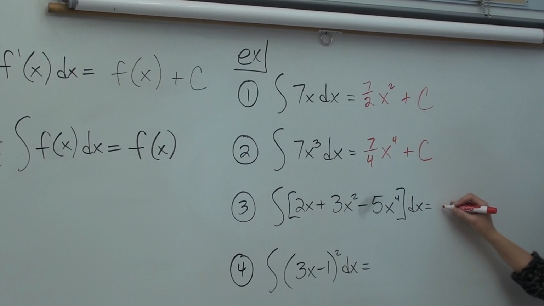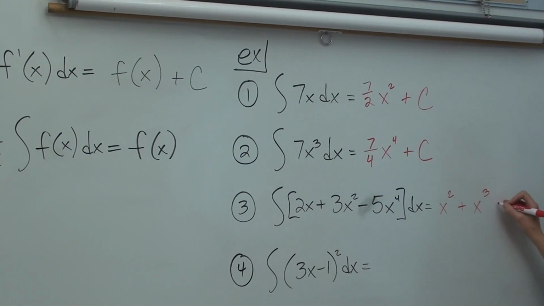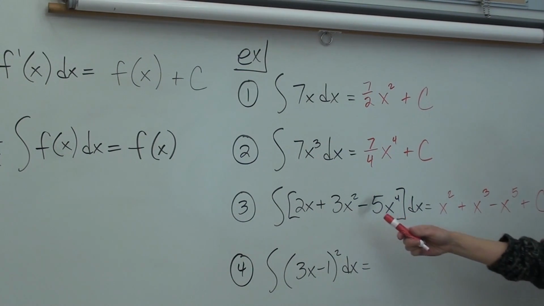All right, this should look kind of cute when you're done. Did you get something? Is it kind of cute? x squared plus x to the 3, x squared minus x to the 4, plus x cubed minus x to the 5th, plus c. Right? Because all the coefficients cancel.